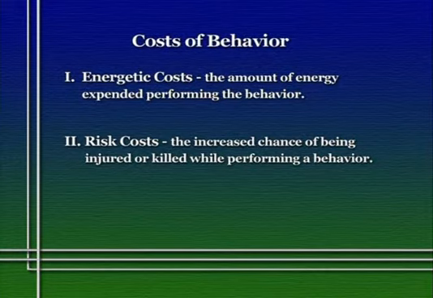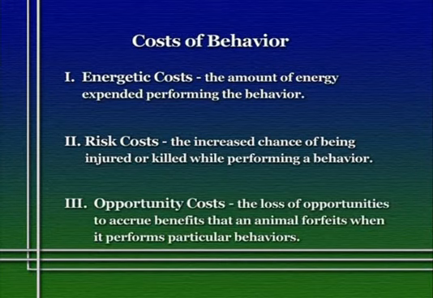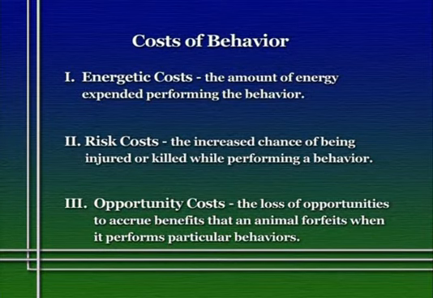Finally, the last category of costs we would refer to are what we call opportunity costs. Opportunity costs refer to the loss of opportunities to accrue benefits from performing other behaviors because a certain behavior is performed instead. An animal can't do two things at once. It can do either this thing or that thing. If it chooses to do one thing, then it may suffer an opportunity cost because it's unable to do something else. Now, this is all pretty general. Let me illustrate these different kinds of costs with an example.